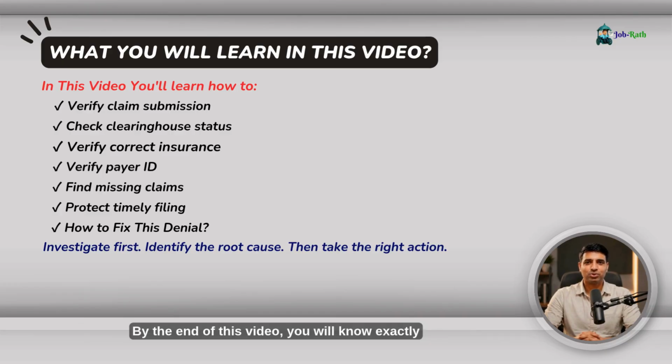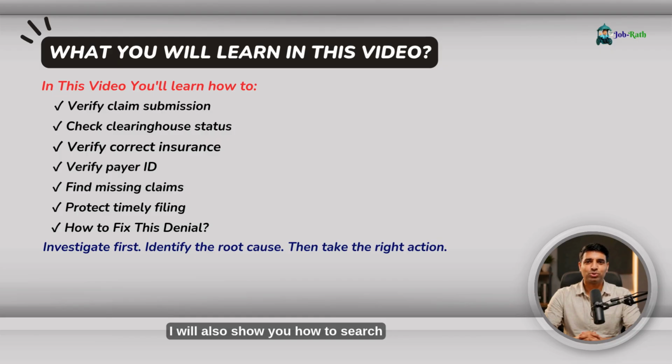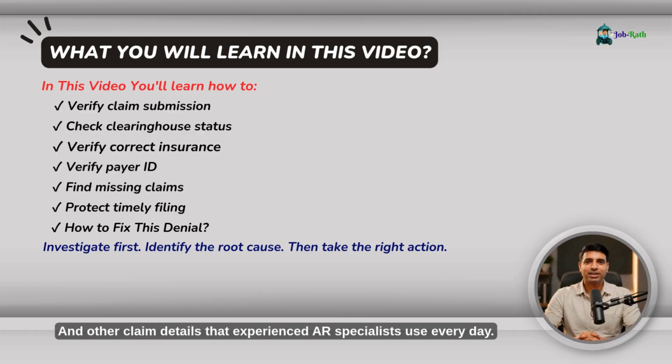By the end of this video, you will know exactly how to determine whether the claim was actually submitted, how to verify whether the claim was rejected by the clearinghouse before reaching the payer, how to confirm whether the claim was billed to the correct insurance, how to verify whether the correct electronic payer ID was used. I will also show you how to search for a missing claim using the date of service, patient information, member ID, tax identification number, National Provider Identifier (NPI), claim amount, and other claim details that experienced AR specialists use every day.